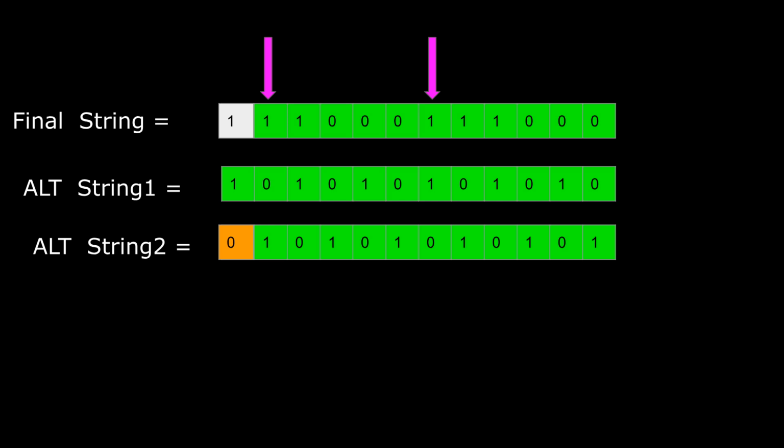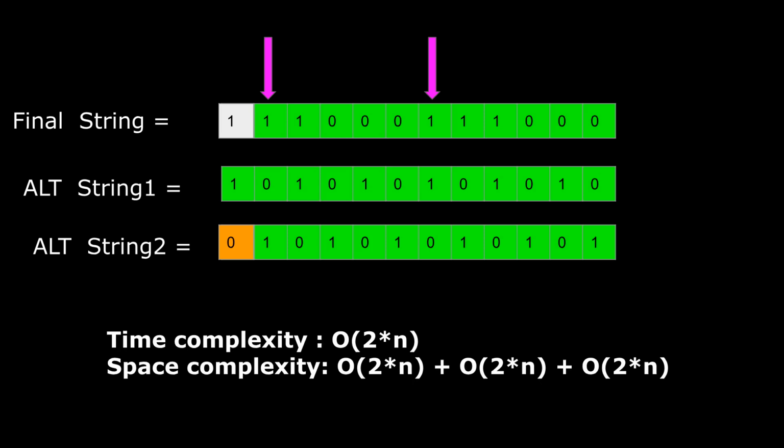For this one, the time complexity of the solution is O of 2n, and space complexity is O of 2n plus O of 2n plus O of 2n. Why? Because we are using all the alt strings and the final string of length 2n, right? So here the space complexity is a little bit more. That we can also optimize in the next approach.